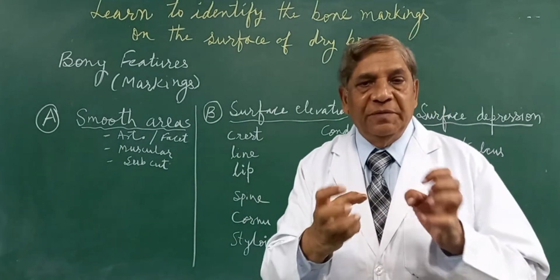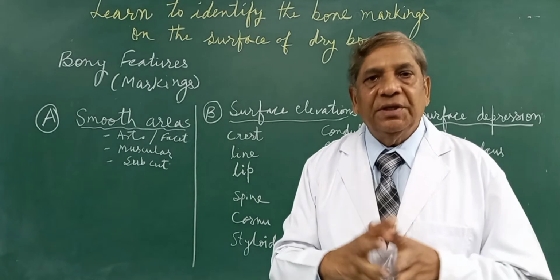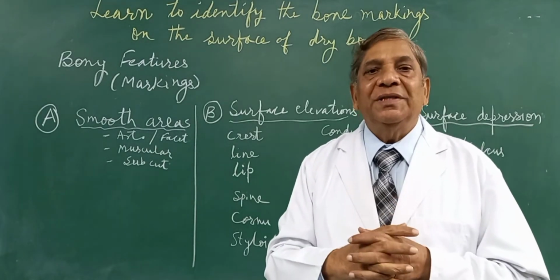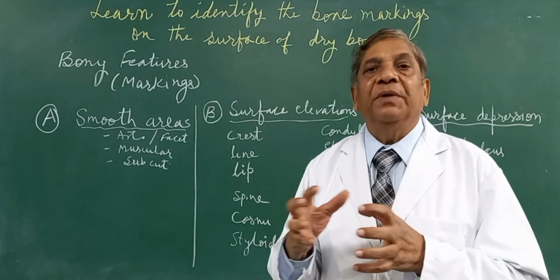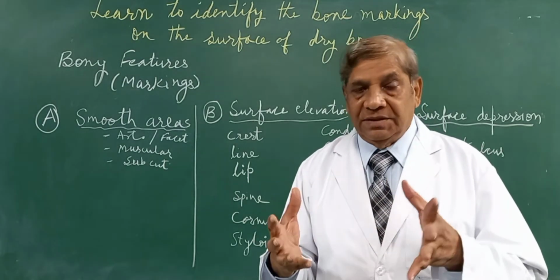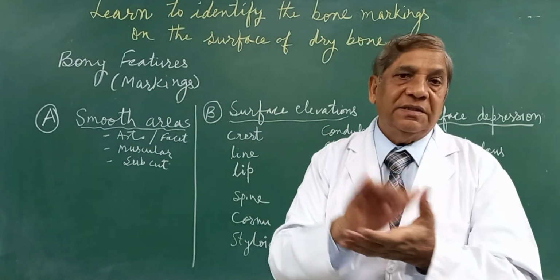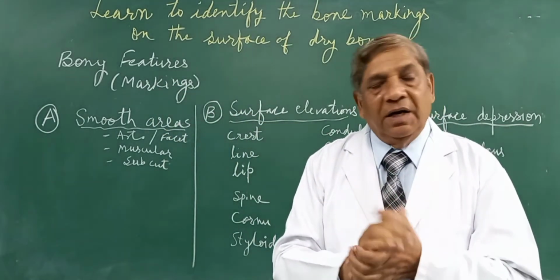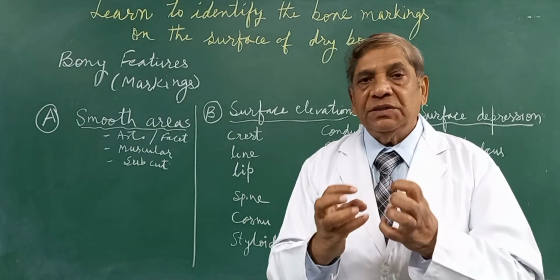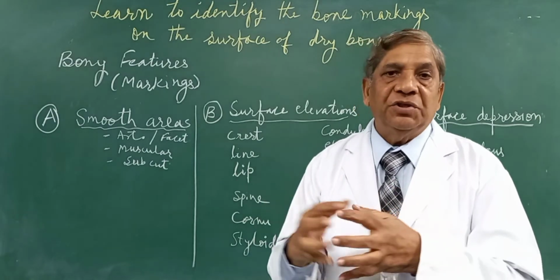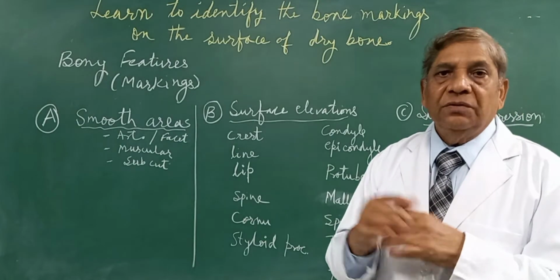That means when you will be handling these dry bones in your osteological classes, you will see that on the surface of the dry bone there are many markings. There are some smooth areas, some elevations, and some depressions and foramina seen on the surface of the bone. All these features are called the general features of a dry bone.